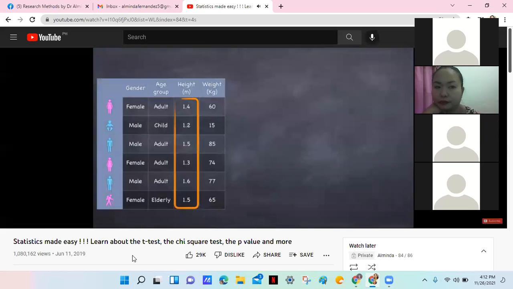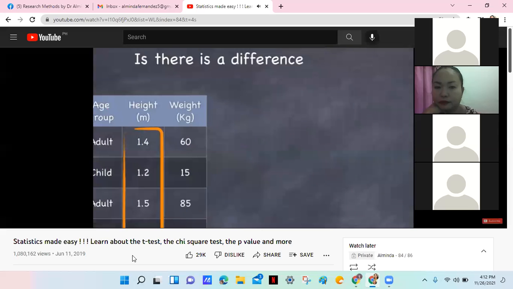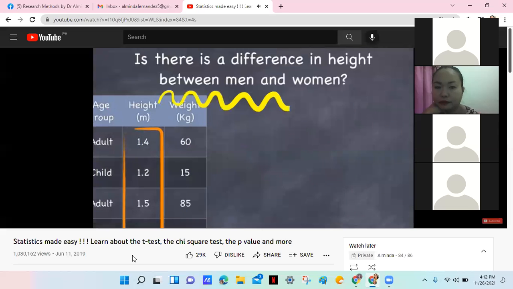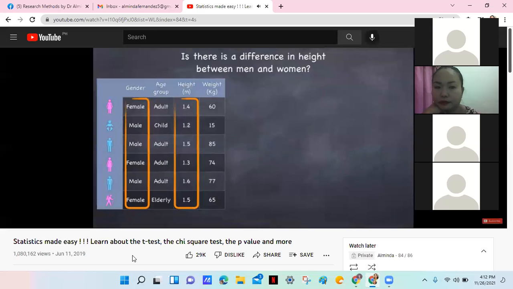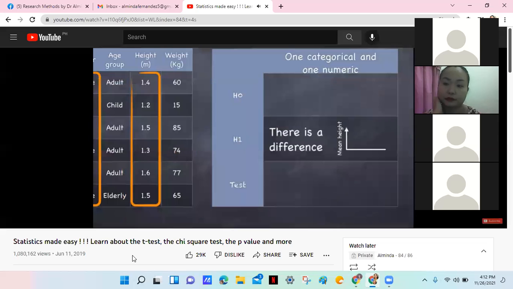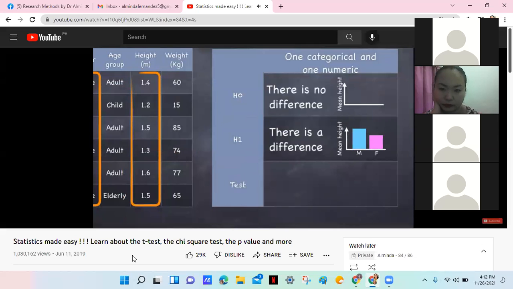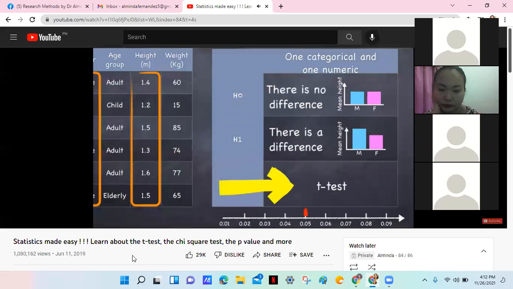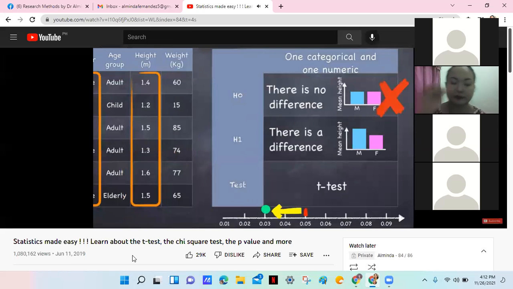Now let's consider a categoric and a numeric variable. And we may ask the question, is there a difference between the average height of men and women in this case? Our hypothesis is that there is a difference. In our sample, we do observe a difference. Let's assume that there's no difference. We conduct a t-test, which gives us a p-value. If the p is less than the alpha, we reject the null, and we state that the observation is statistically significant.